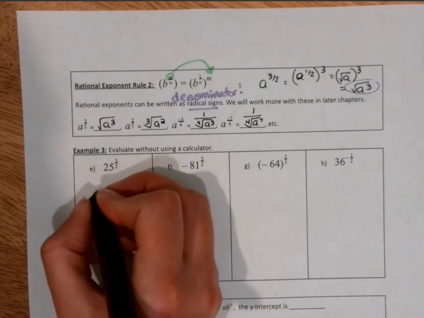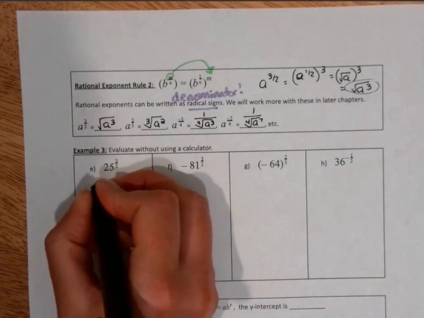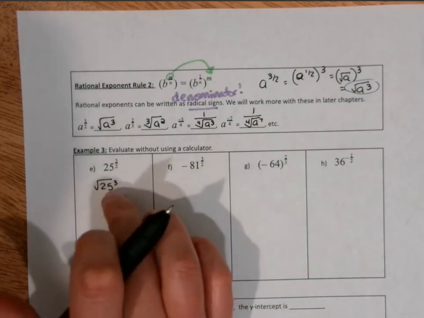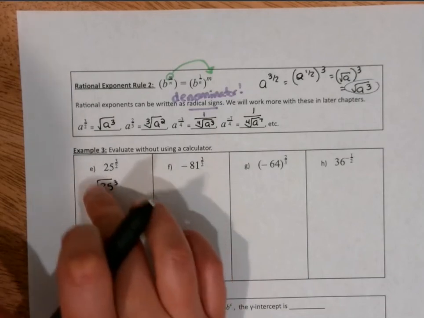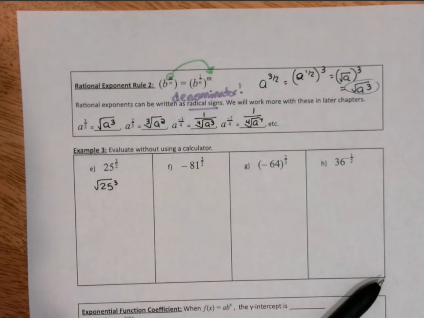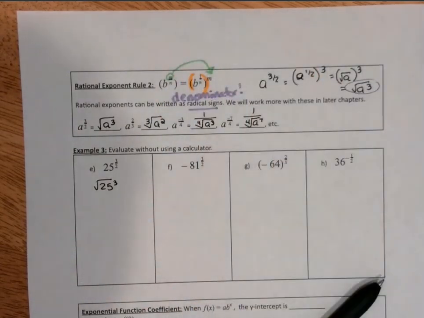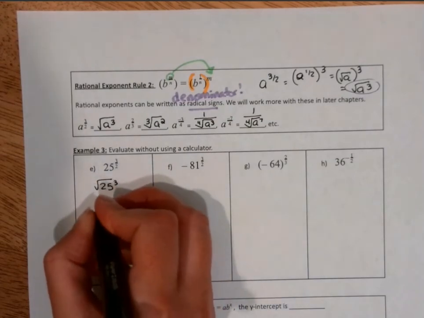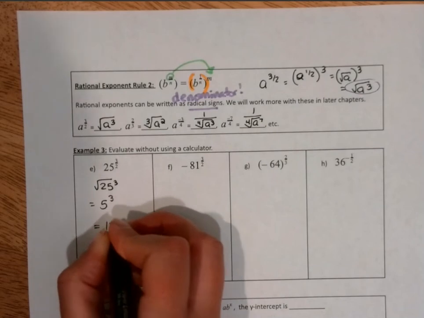So this is going to be 25 to the 3/2 power, which is the square root of 25 cubed. Now I can evaluate these in either order. I can cube 25 first, or I can do the square root of 25 first. And like the parentheses up here seem to indicate, I want to do the radical first to break that 25 down. So we're going to do the square root of 25 is 5, and then we're going to cube it. And 5 cubed is 125.